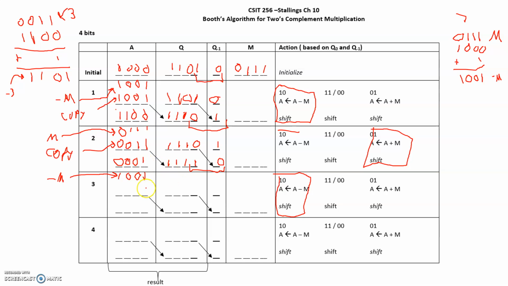Okay, 1 and 1 is 0, carry the 1. 1, 0, and 0 is 1. 0 and 0 is 0. 0 and 1 is 1.